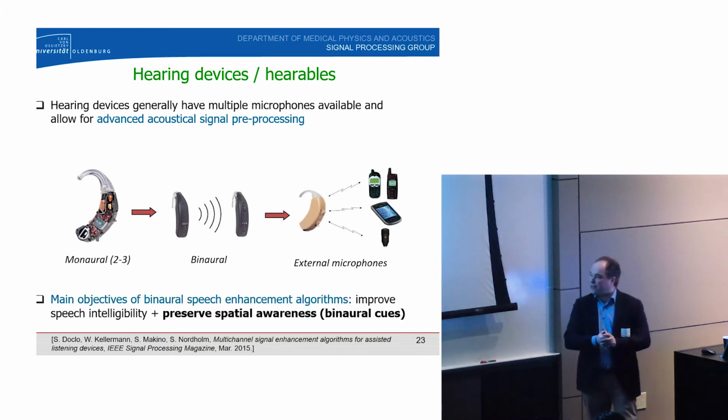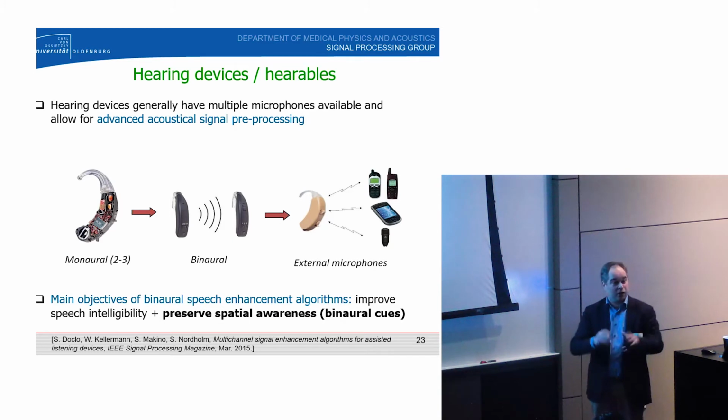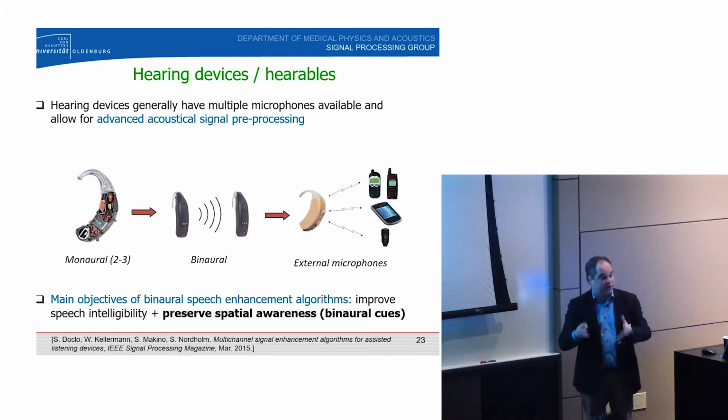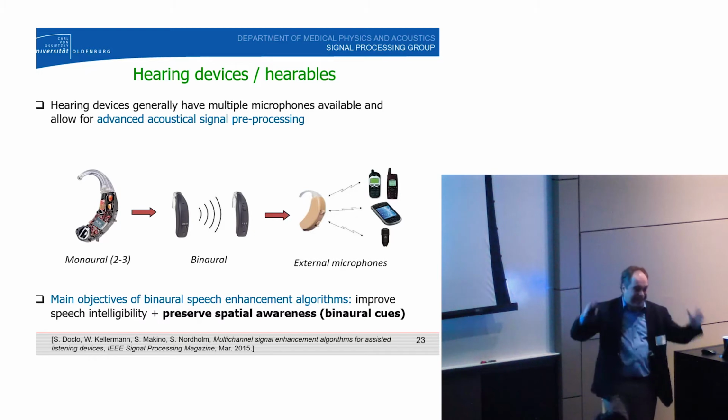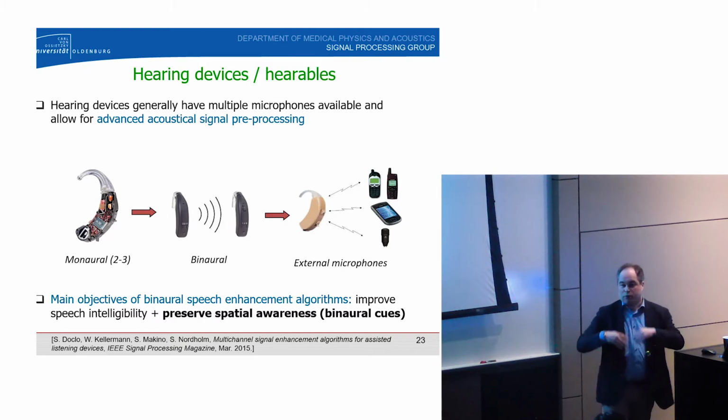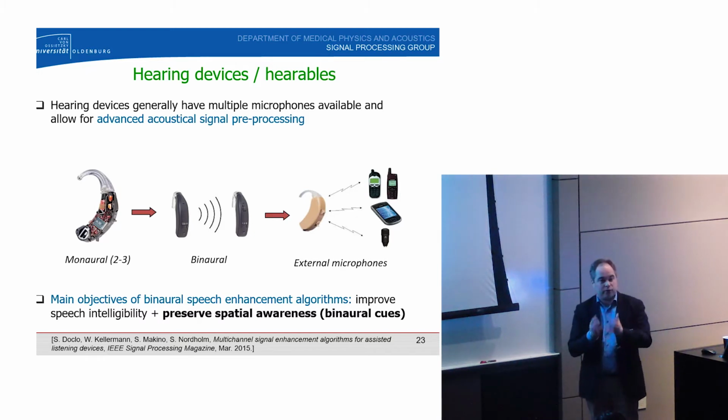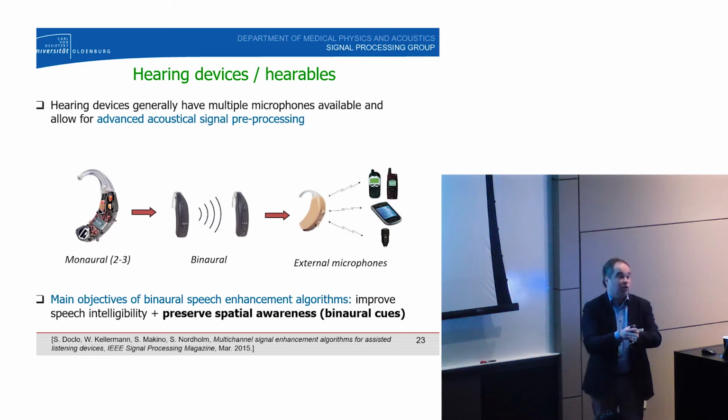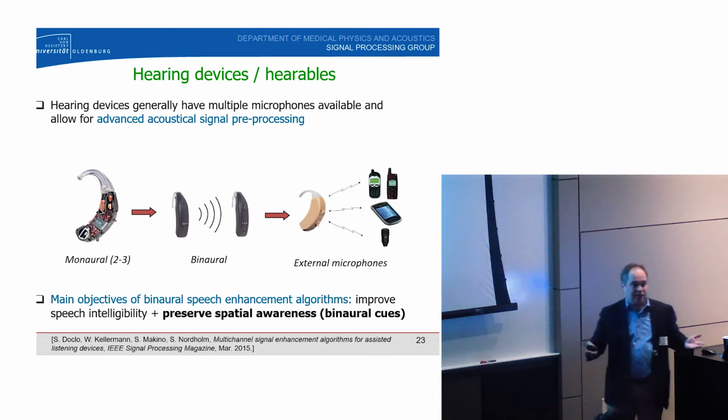So, what are the main objectives now of these kind of algorithms? Not only to improve speech intelligibility, so do noise reduction and dereverberation, but also to preserve the spatial awareness, or the spatial impression of the scene. Assuming we cannot cancel everything, maybe, we want to actually preserve the binaural cues, both of the desired source, but also of the residual background noise, if we're not able to cancel everything.